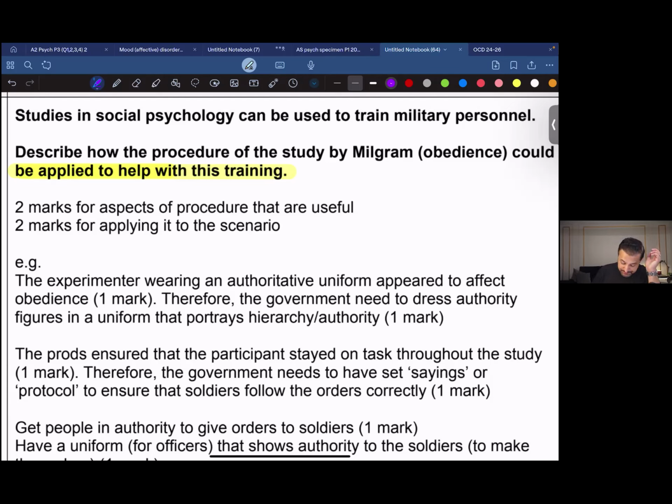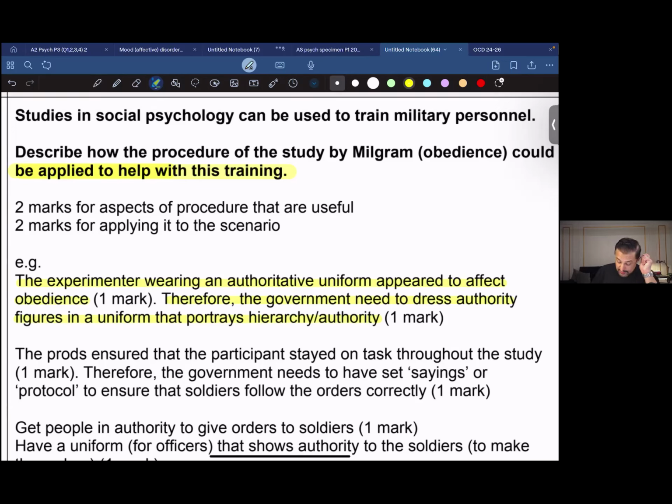Moving on. The experimenter wearing an authoritative uniform appeared to affect obedience. Therefore, the government needs to dress authority figures in a uniform that portrays hierarchy or authority. We're talking about application of psychology to everyday life, the first amongst the 5 different issues and debates that are part of your AS psychology syllabus.